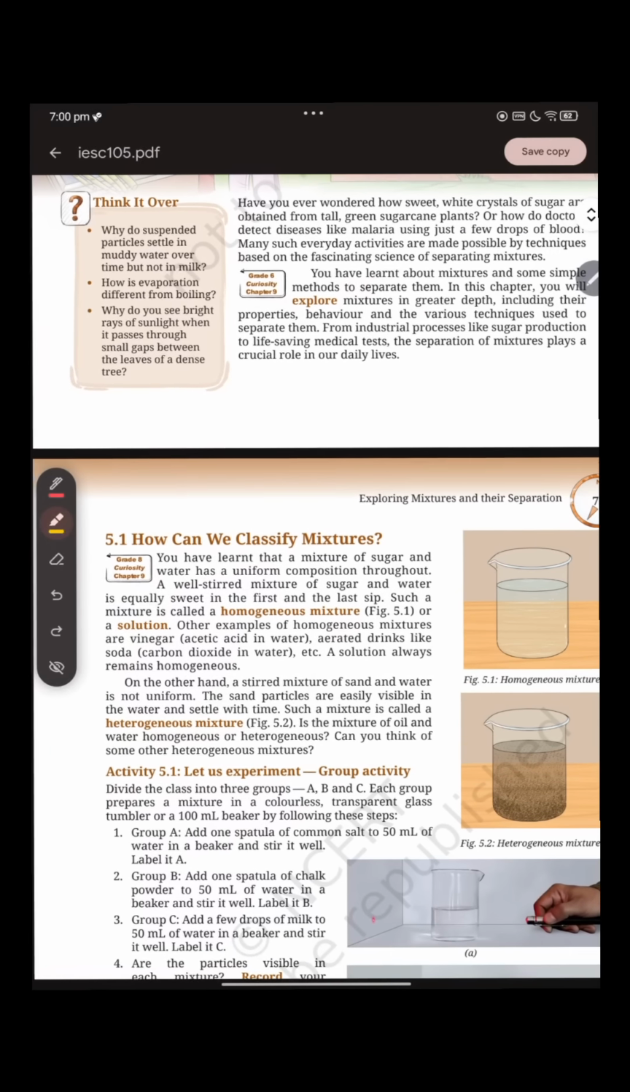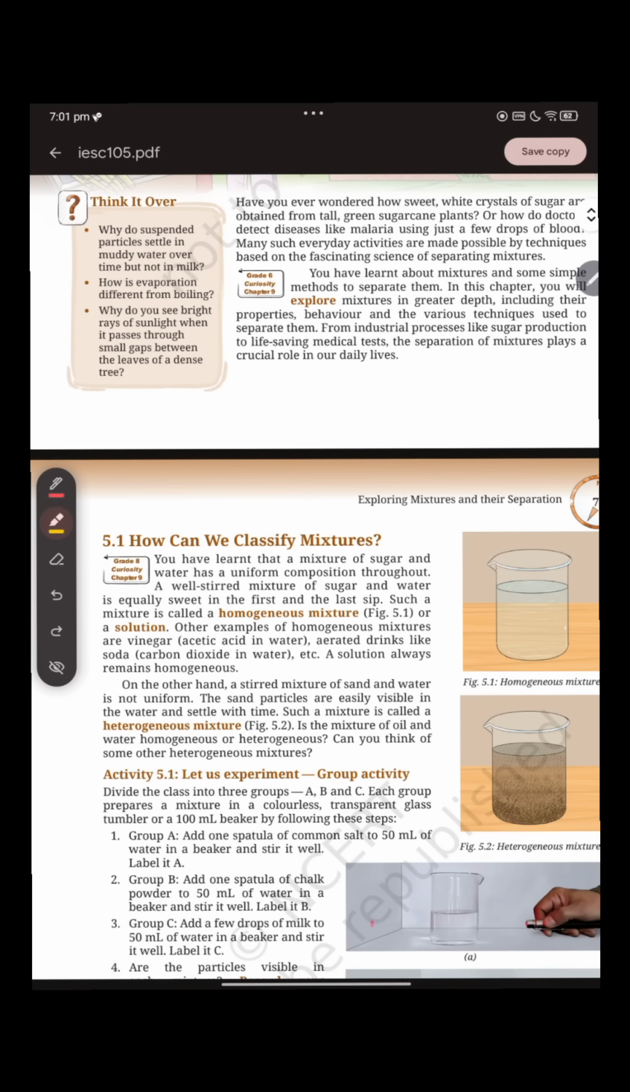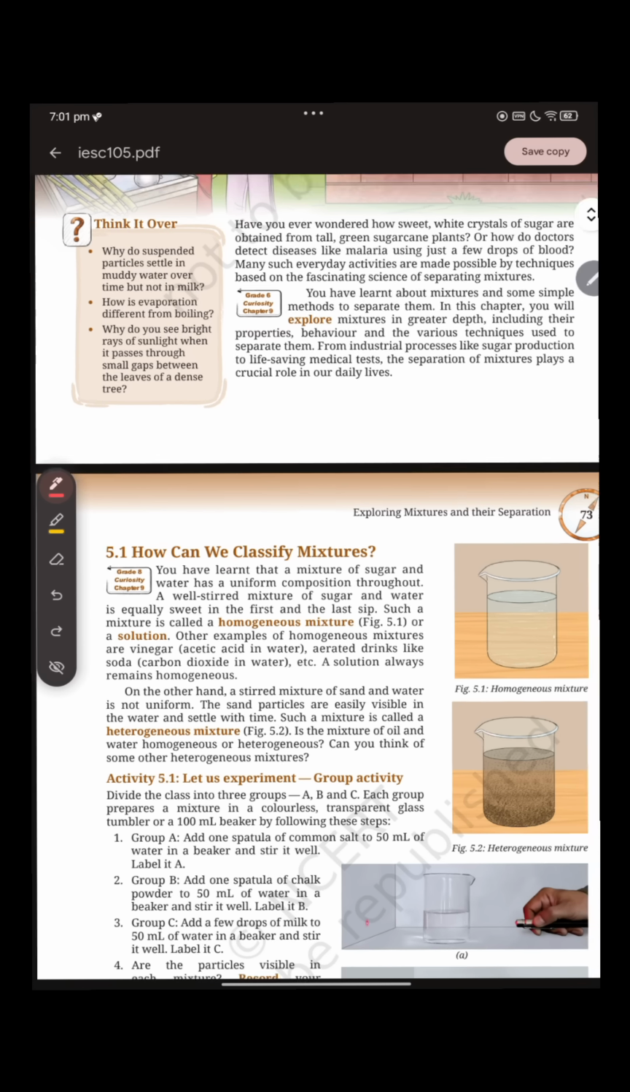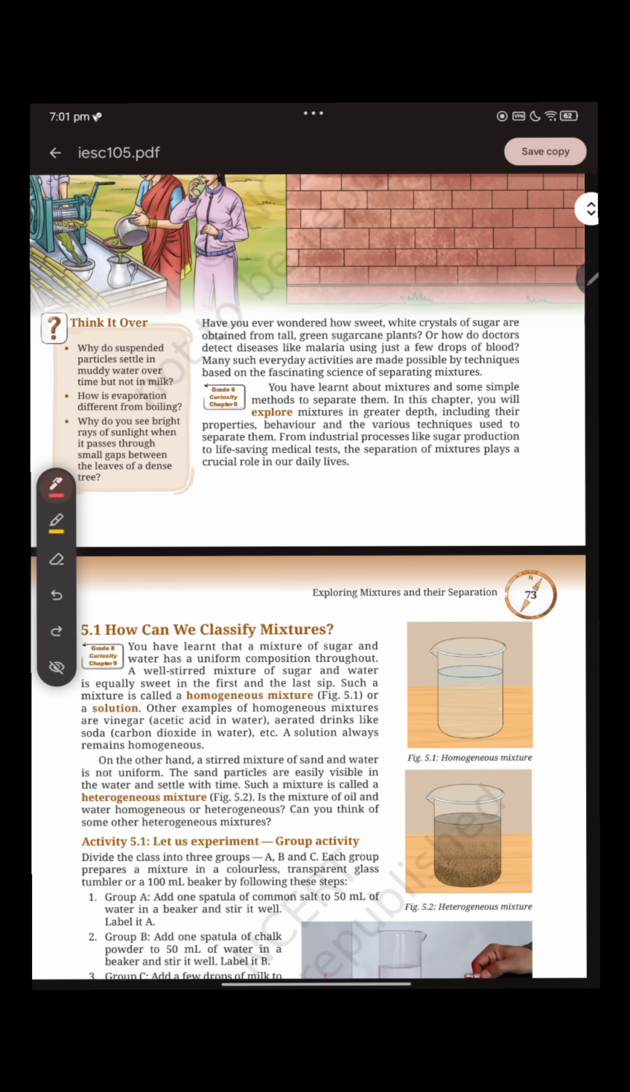How can we classify mixture? Before we go to classification of mixture, what is a mixture? Have you ever thought about what is the difference between a mixture and a compound? Do explore the difference between a mixture and a compound and give me in the comment section of the video what you understood by mixture, what you understood by compound, and where is the line of difference.